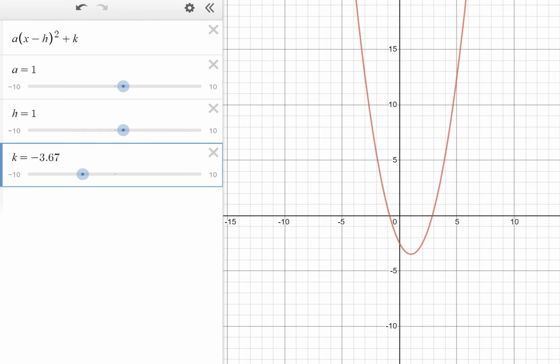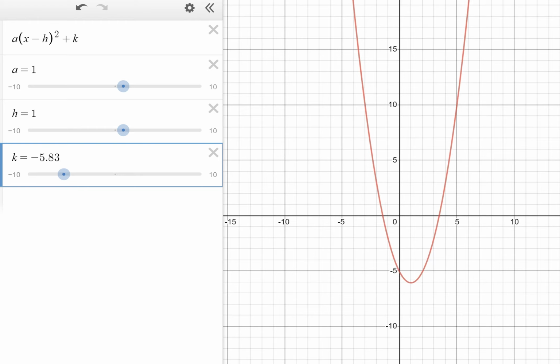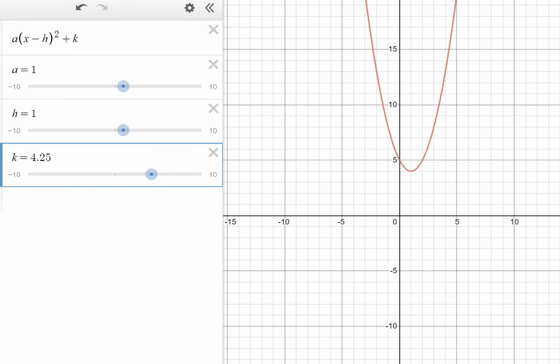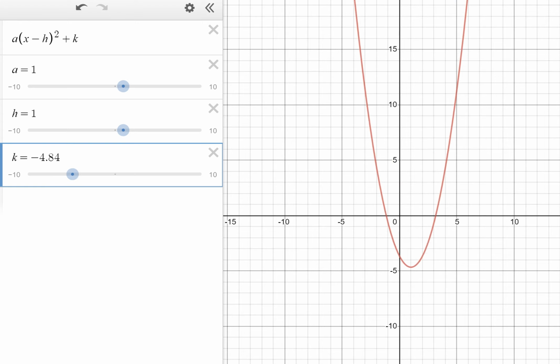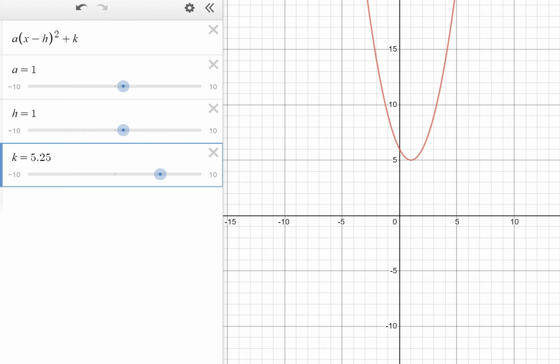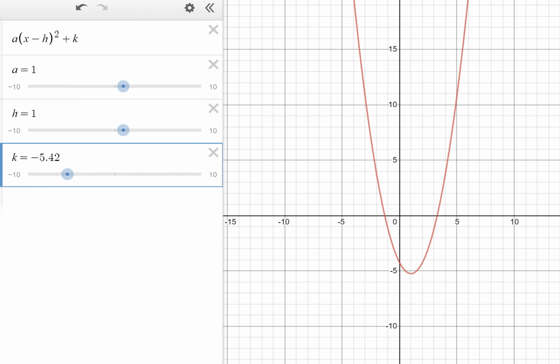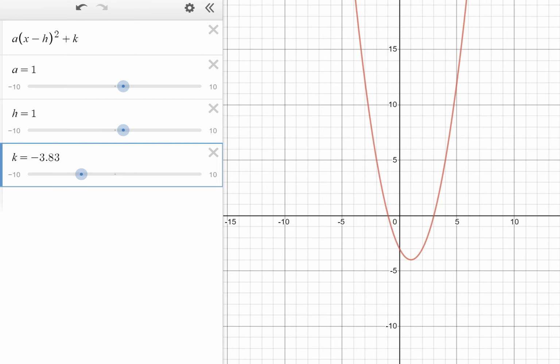Because we set h equal to 1, you can see that that turning point is still occurring on x equals 1. And the only thing that's happening is that this graph is shifting up or down. I know that it looks like it's getting a bit wider, but that's simply a matter of perspective. The entire graph is just moving up and down.